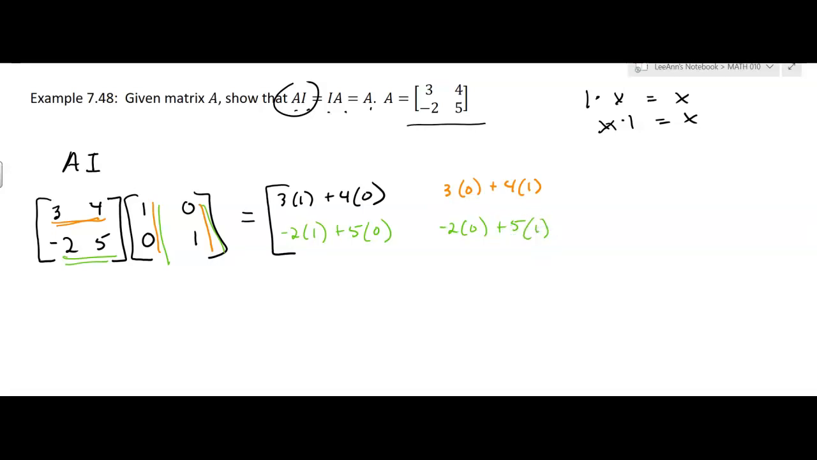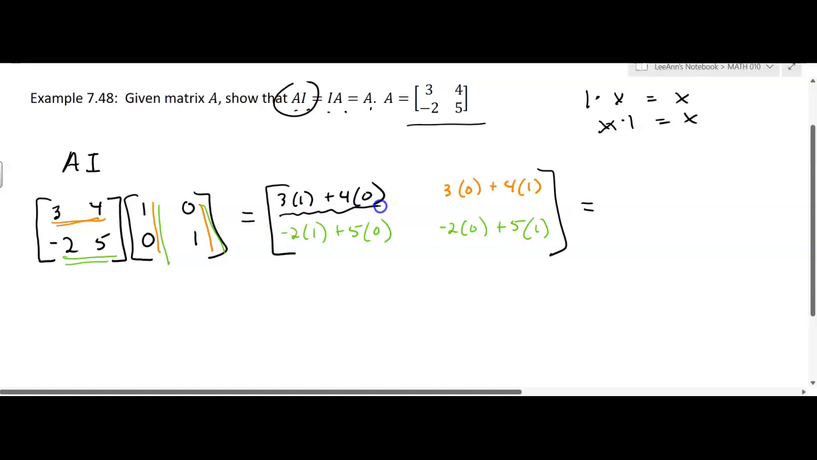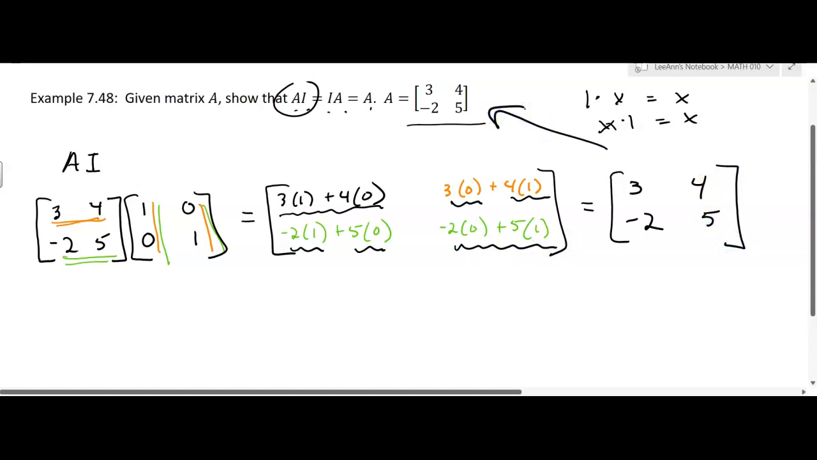Now, sometimes it's kind of hard to do these because we already know the answer, but let's pretend like we don't know it. 3 plus 0, 3. 0 plus 4, 4. Negative 2 plus 0, negative 2. And 0 plus 5, 5. Is that A? Is that what we started with? Yes, that equals A. Okay, so that part works, AI.